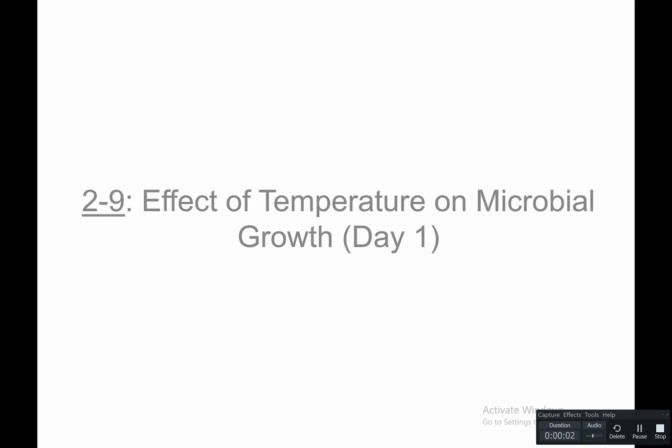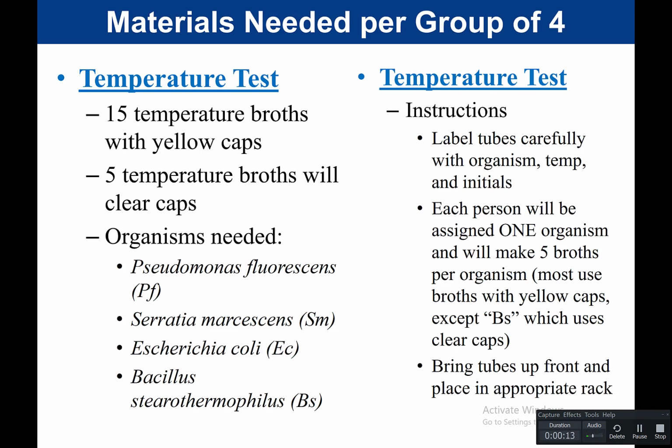In this experiment, we're going to look at the effect of temperature on microbial growth, and this will be day 1, the setup day, and this is activity 2-9. This test would be done in groups of 4, and in groups of 4, you would need to get 15 temperature broths that have yellow caps. These are just nutrient agar broths, and 5 temperature broths with a clear cap. That is a slightly different media.